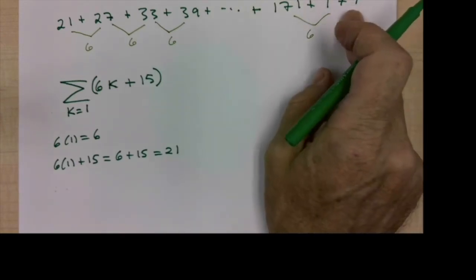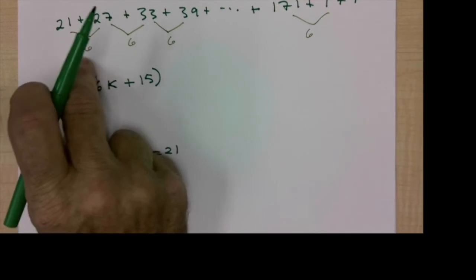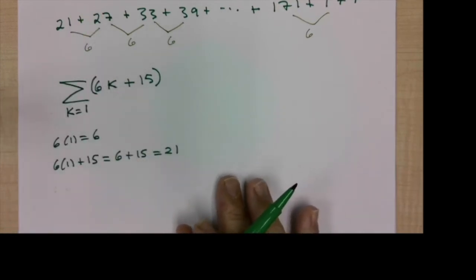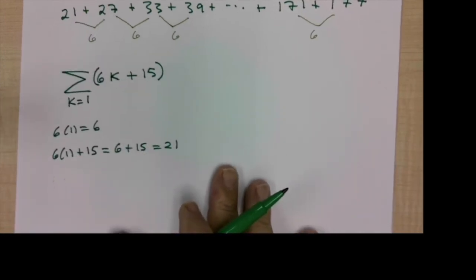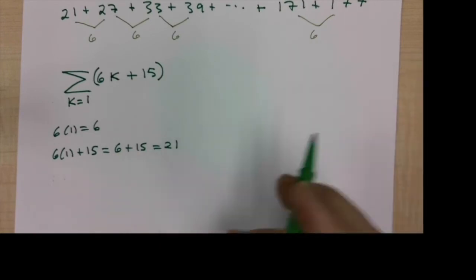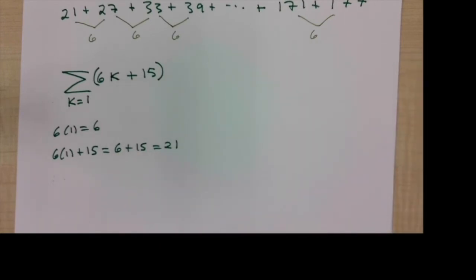Now how far is this going? This is going to 177, so what is my highest value for k? Well, to answer that, I'm going to solve the equation 6k plus 15 equals 177.